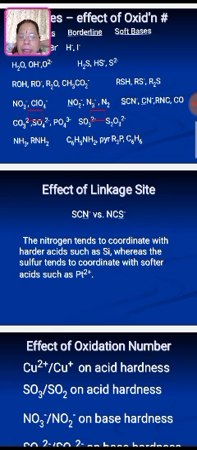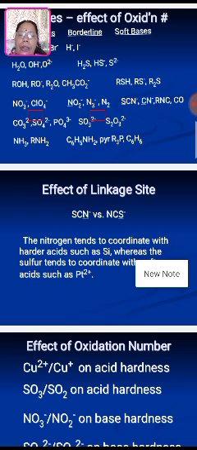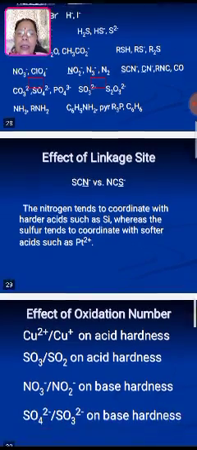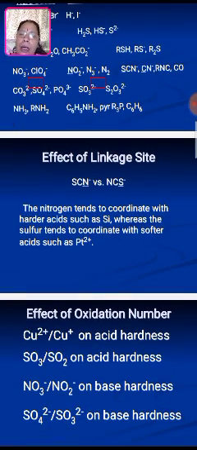Linkage site: it means the ligand has two donating elements, like thiocyanate, which bonds sometimes through nitrogen and sometimes through sulfur. So what exactly does it mean? The nitrogen tends to coordinate with harder acids such as silicon, whereas the sulfur tends to coordinate with softer acids such as platinum, due to the hard and soft concept.